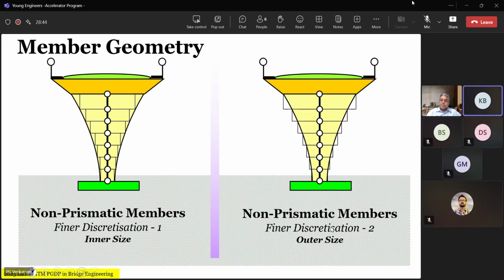Yes, sir, the outer size is having more stiffness and it will attract more force. So higher stress resultant. Therefore, yes, sir, preferable. What about Milind? Sir, outer size. So you're all consistently with the outer size. Okay.